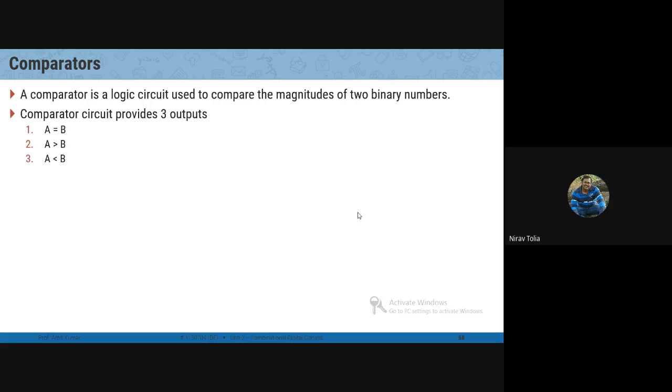Suppose we have two binary numbers, A and B. There are three different possibilities when we are comparing the magnitude of A and B: either A equal to B, or A greater than B, or A less than B. So a comparator is a type of combinational circuit used to compare the magnitude of two given binary numbers, and that combinational circuit is made by logic gates.